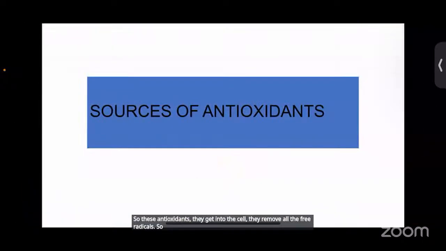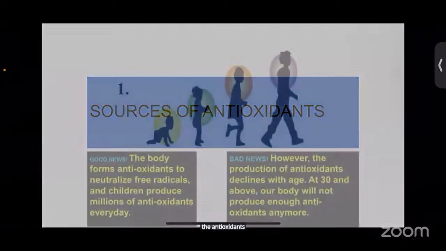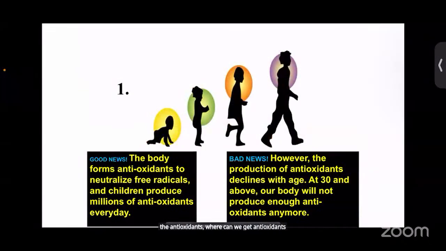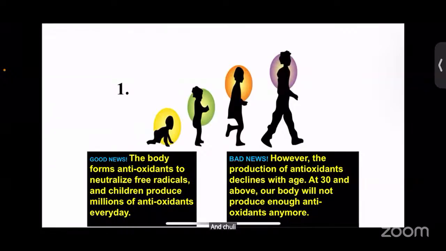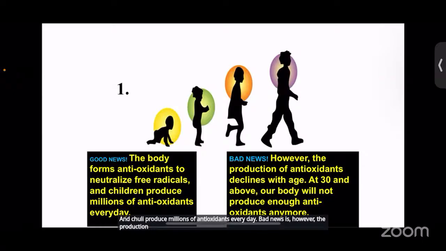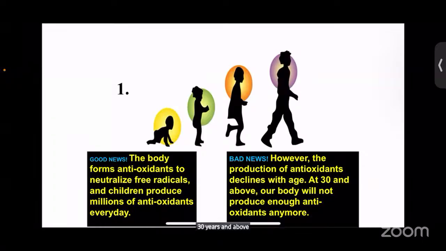So now that we've seen the antioxidants, where can we get antioxidants? Number one, our body produces antioxidants. The body forms antioxidants, and these antioxidants neutralize the free radicals. Children produce millions of antioxidants every day. Bad news is, however, the production of antioxidants declines with age. At 30 years and above, our body will not produce enough antioxidants anymore.